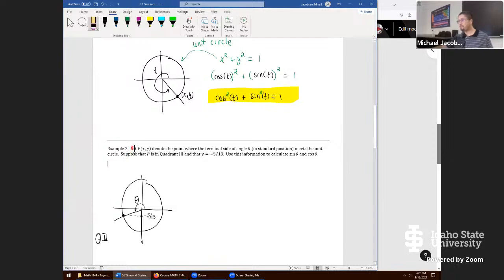And, well, I think we pretty much put down all the information stated here. And it says, use that information to calculate sine theta and cosine theta. Turns out one of them is a freebie. Anyone spot which one you can calculate immediately? And what its value would be as well?